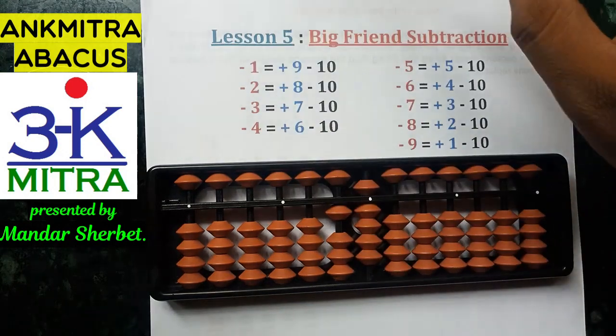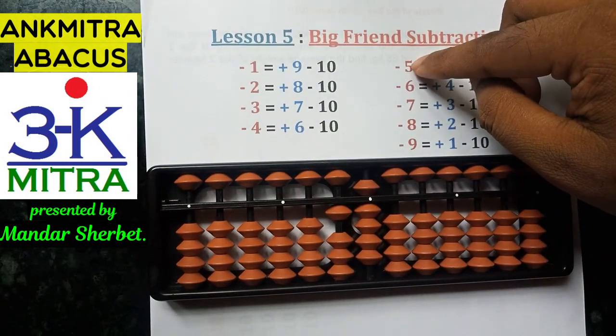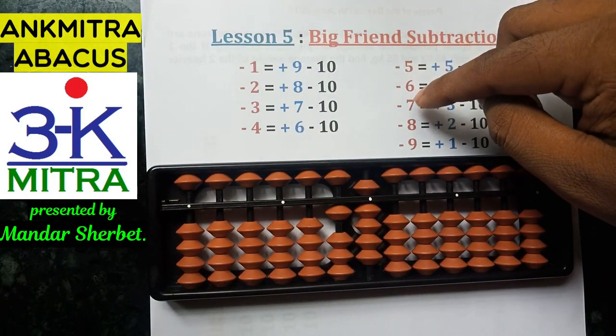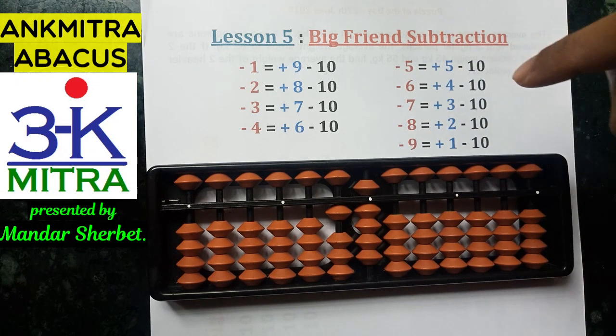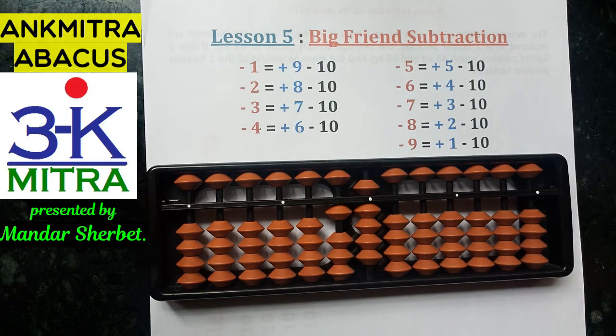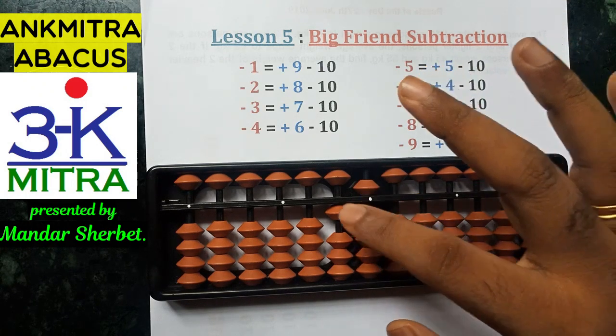For digits from 5 to 9, that is 5, 6, 7, 8, 9, there is no small friend. So for these digits, whenever we fall short of beads on a particular rod, we can use the big friend formula directly. Let's take an example.